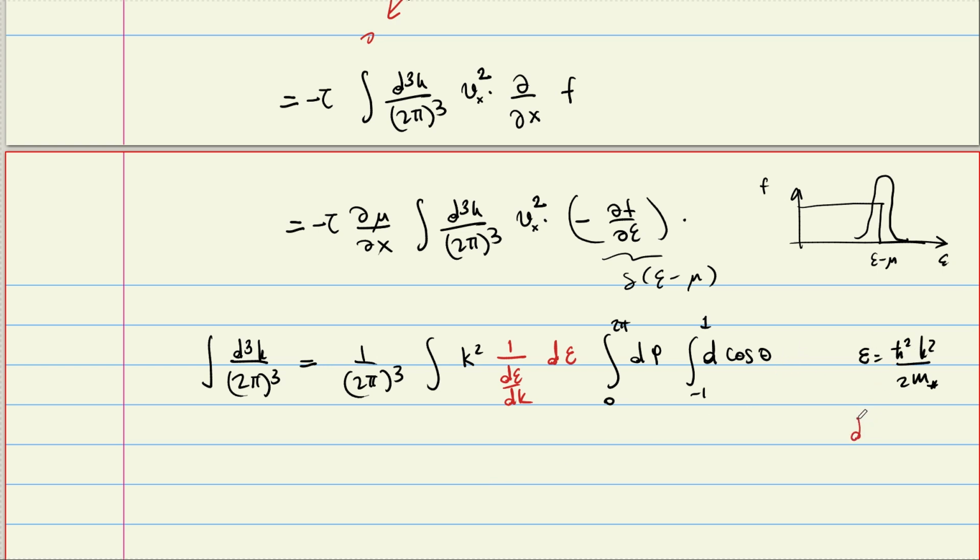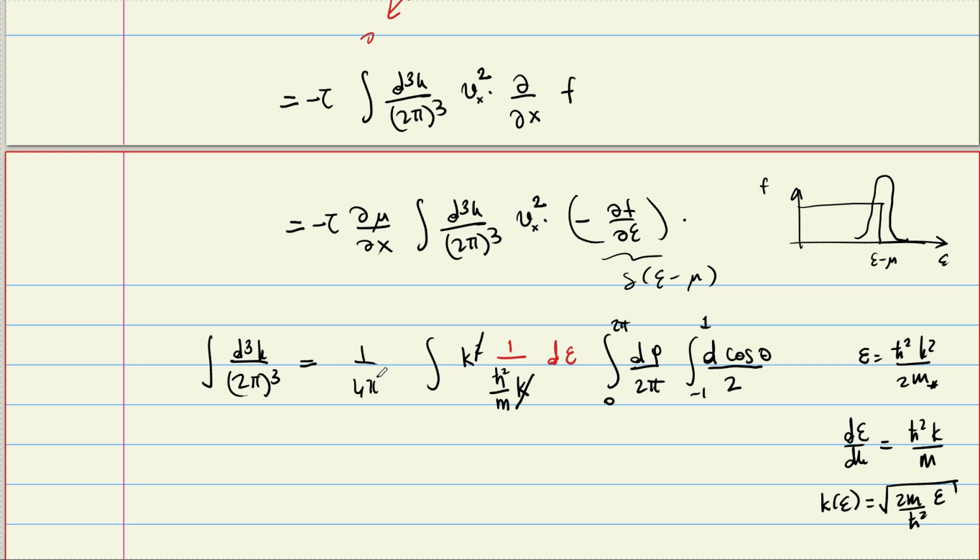So d epsilon over dk is going to be equal to h bar squared k over m. Let me not write m star over and over again, we know it is the band mass anyway. And from this equation, k of epsilon is equal to root of 2m epsilon divided by h bar squared. So this k is going to cancel this, and what remains is some epsilon-dependent object. I want to push 2 pi here, so this is going to be squared, and I want to push 1 factor of 2 here, so this is going to be 4 pi squared, but since I pushed 2 here, it's going to be 2.